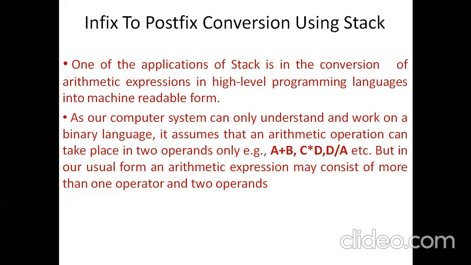As our computer system can only understand and work on a binary language, it assumes that an arithmetic operation can take place on two operands. Example: A plus B, C star D, D divided by A, etc. But in our usual form, an arithmetic expression may consist of one operator and two operands.